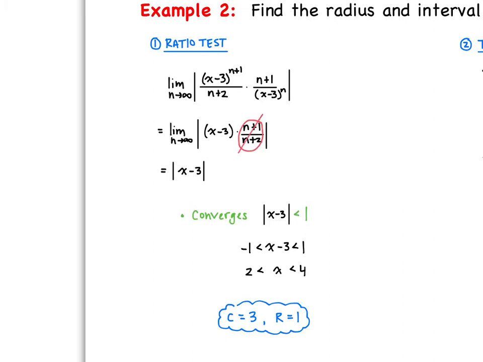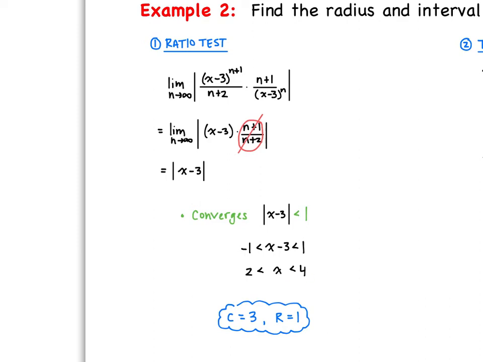So we can essentially forget about that, and we are left with the limit equaling the absolute value of x minus 3. So we know that this converges when the absolute value of x minus 3 is less than 1. Solving this inequality, negative 1 is less than x minus 3, which is less than 1, and we get our interval of convergence, 2 to 4.